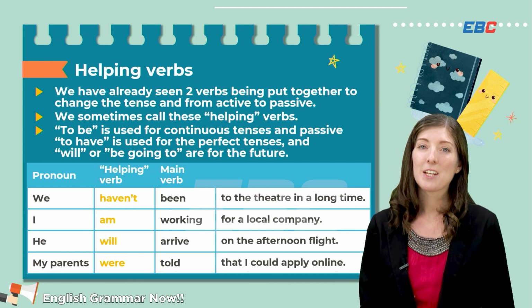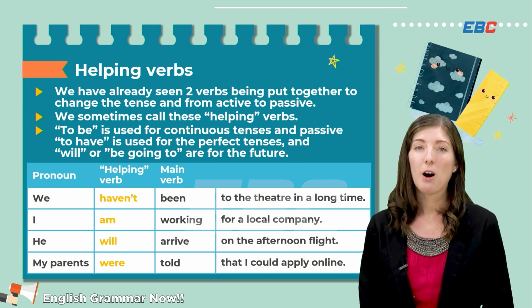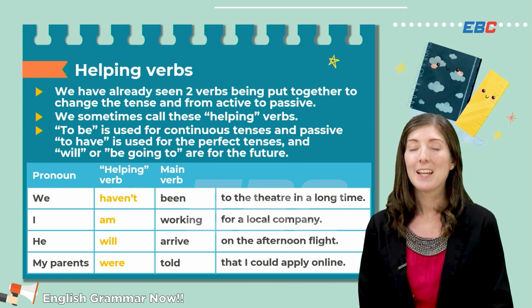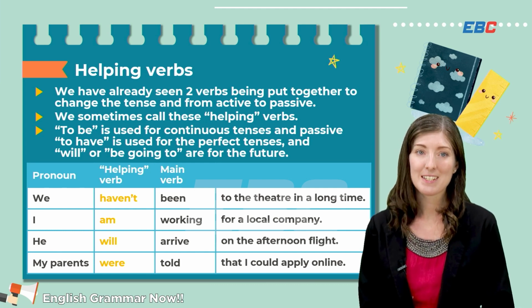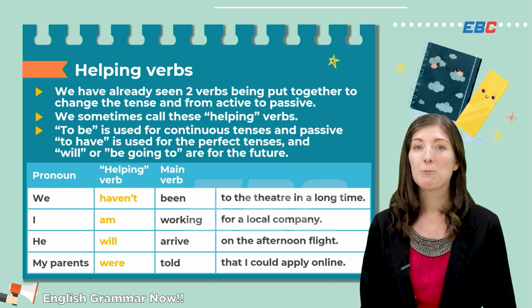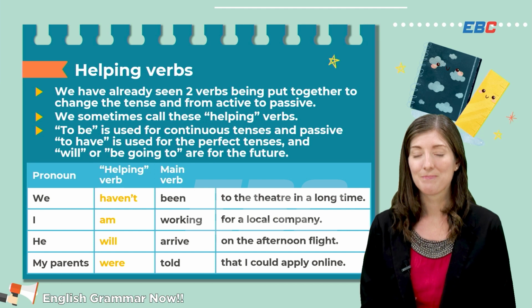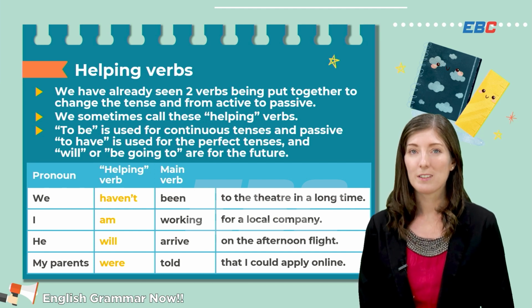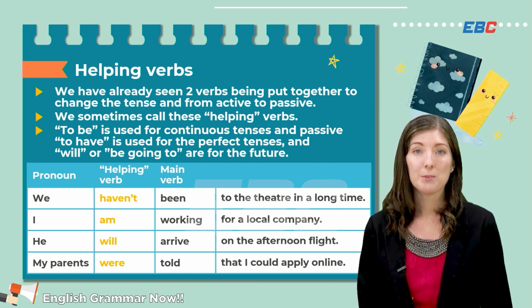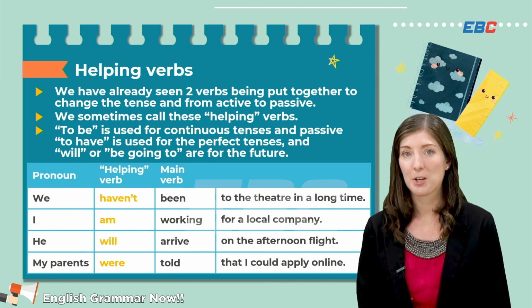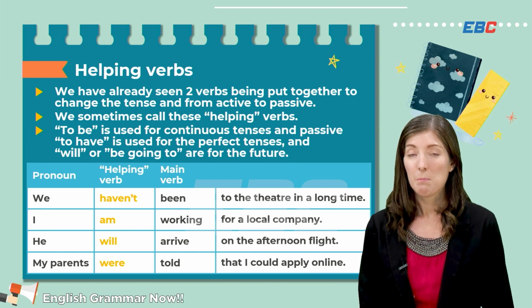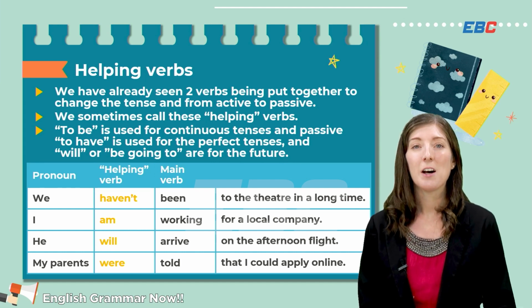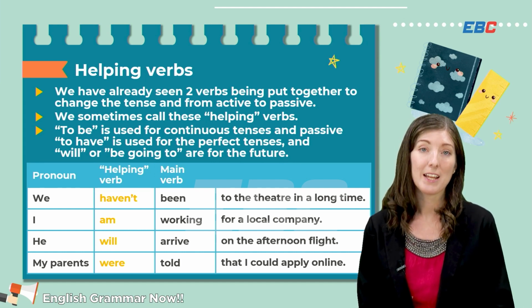We've seen that to be is a verb often used to help in the continuous tenses and to make a passive sentence. We've seen to have used for the perfect tenses. And we've seen will or be going to are used to talk about the future. None of these is the main verb, but each of them is helping the main verb to communicate in the sentence.